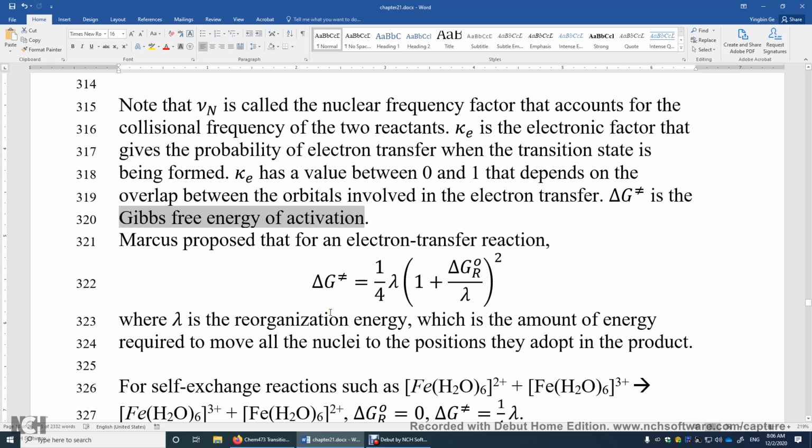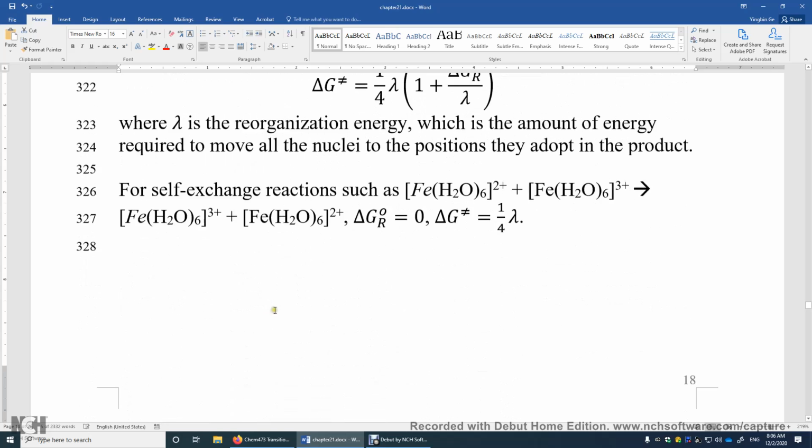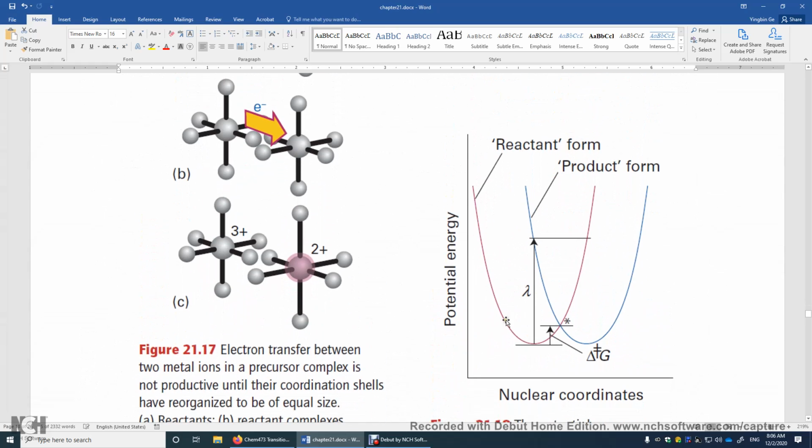So I'm going to show you a picture for illustrating the physical meaning of lambda. Over here, this is lambda. Alright, so let's say we have the reactant here. This is the potential energy well of the reactant. This is the potential energy well of the product, right? So we're going to try to form the product from the reactant. So you can imagine this process. We can somehow provide enough energy to the reactant for this energy to go here.